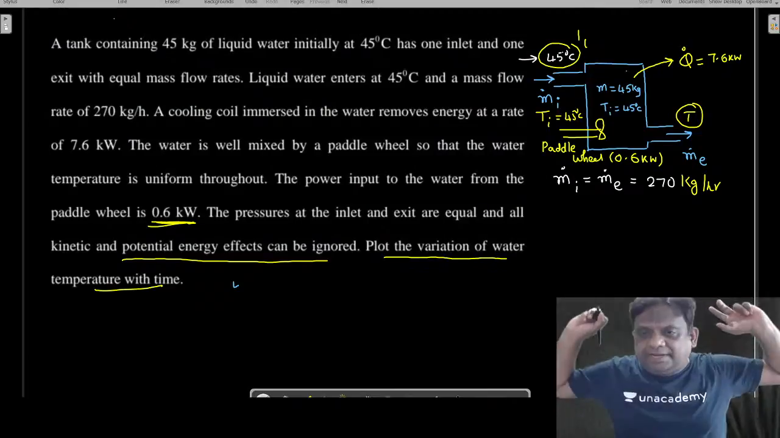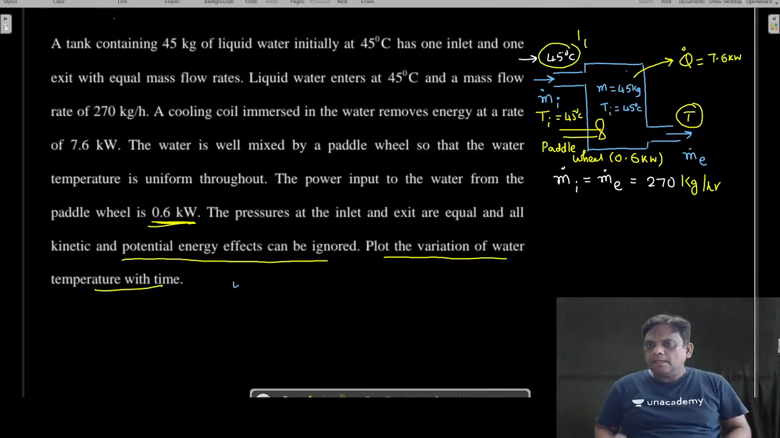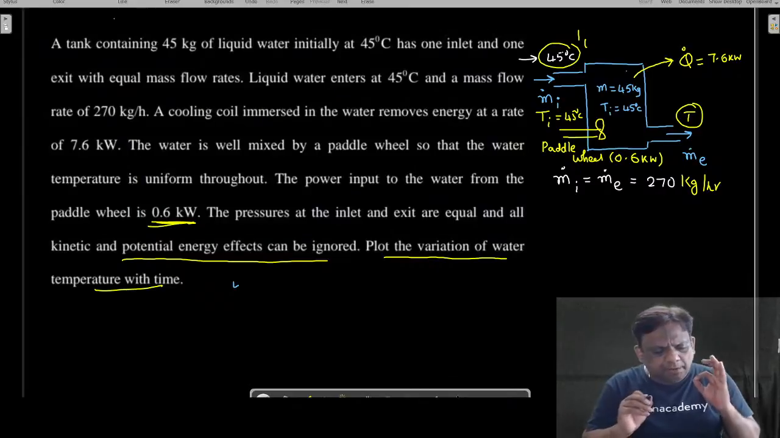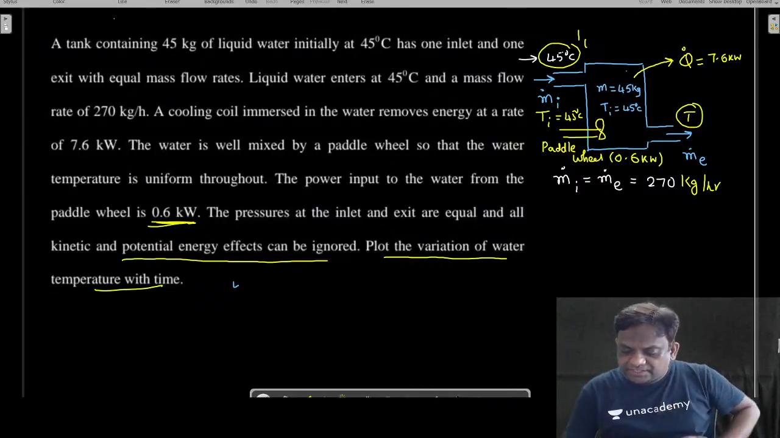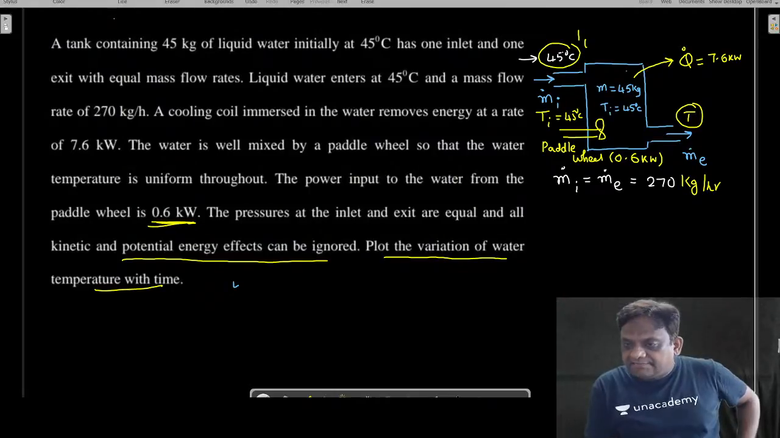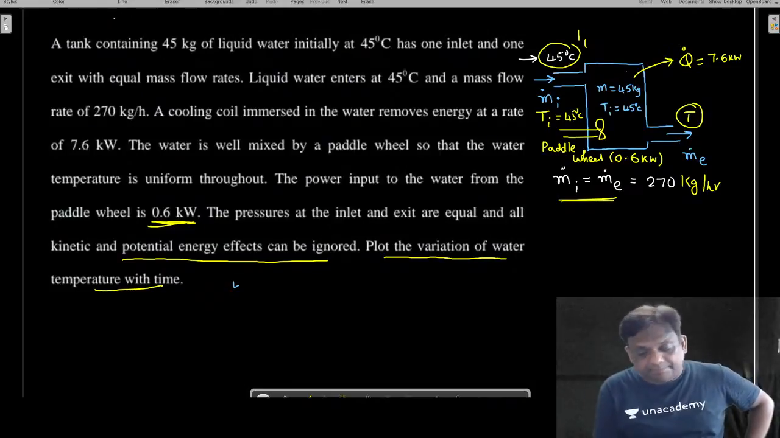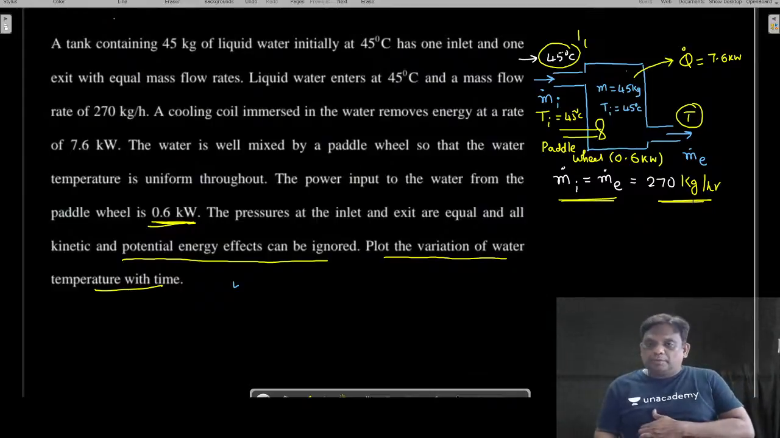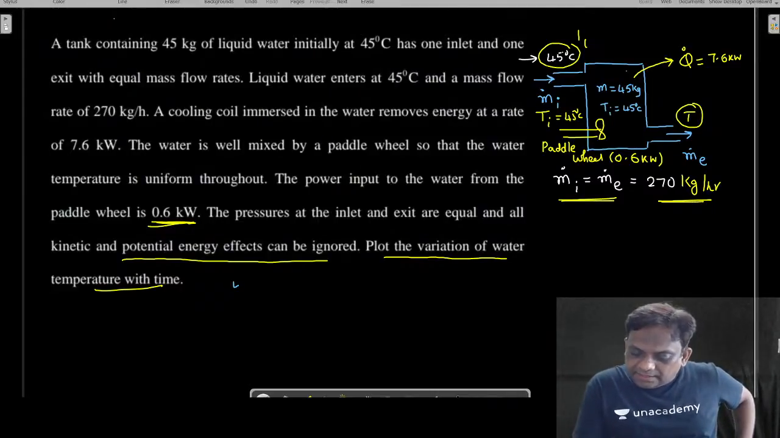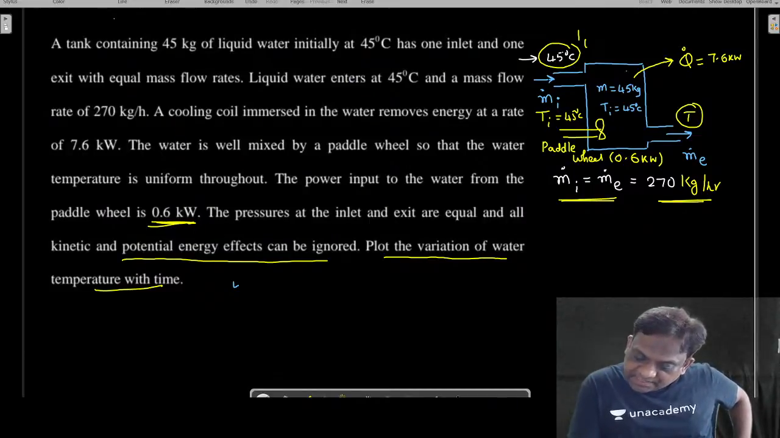This is a wonderful question, my dear students. Now it is a very lovely question, let me explain what the question is. Mass is entering, mass is leaving, but clearly in the problem it is said the inlet and exit masses are same. M dot I and M dot E are same, and it is 270 kg per hour. No problem. The temperature from which it is coming in is given as 45, and it is leaving. I don't know what this temperature is. He is asking the variation of this temperature with time.